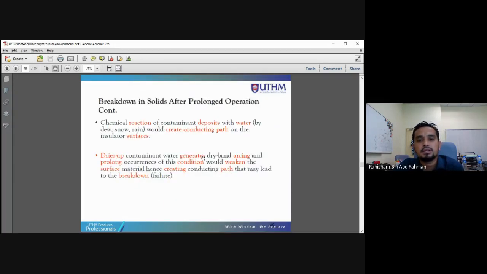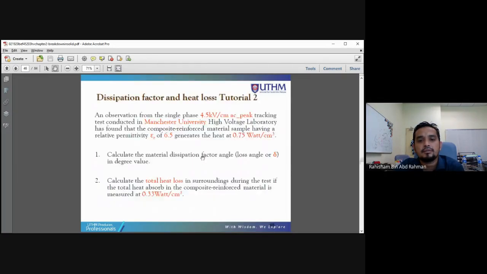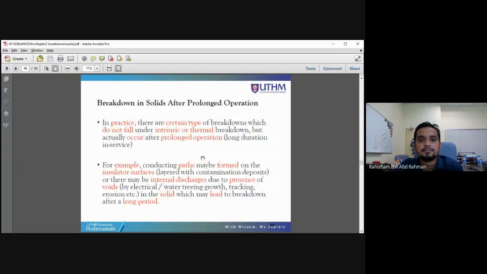Okay, for the treeing phenomena, this happens after a certain period of time, after prolonged operations. That does not happen instantaneously. So with time, this will degrade, and hence that will cause a failure of the insulator.